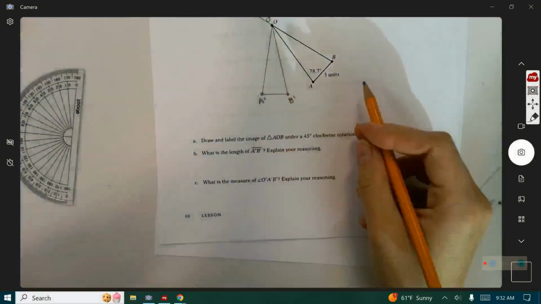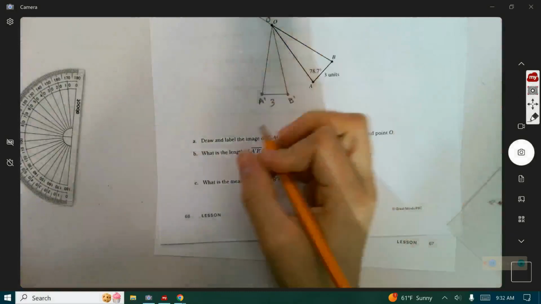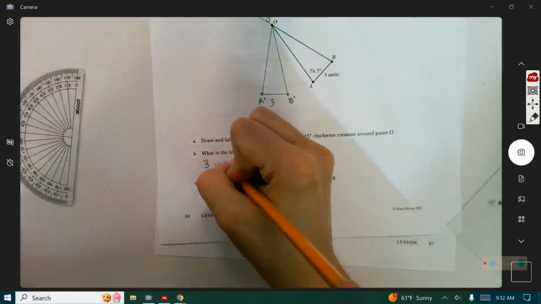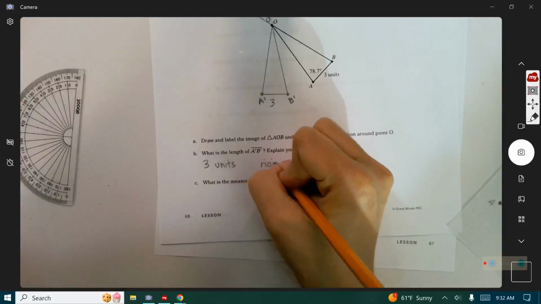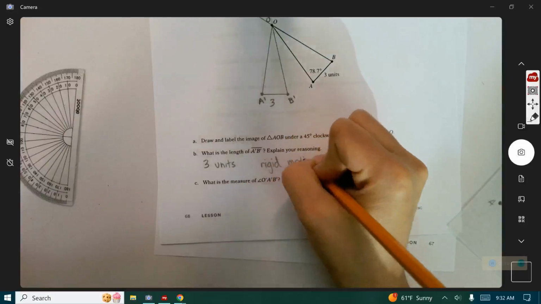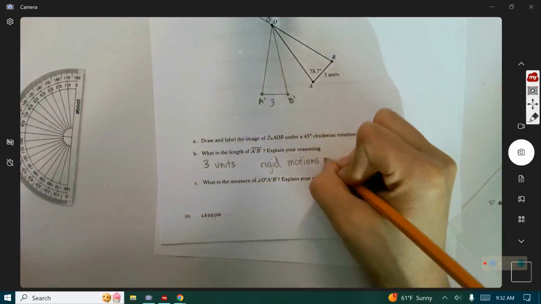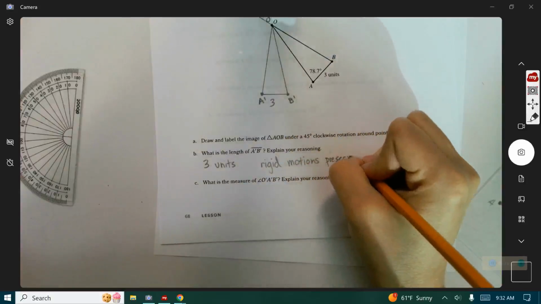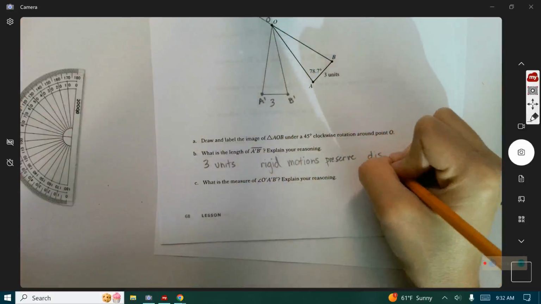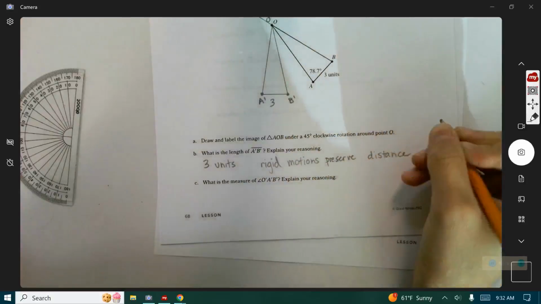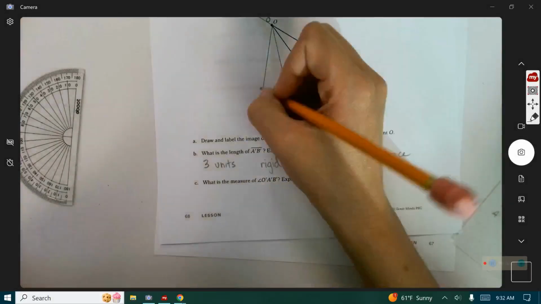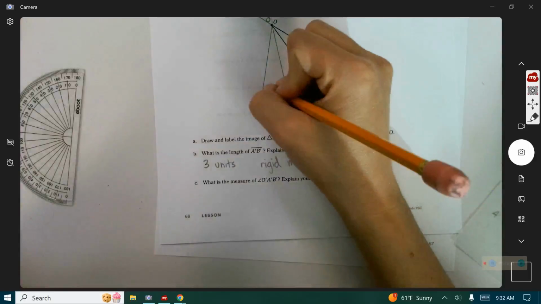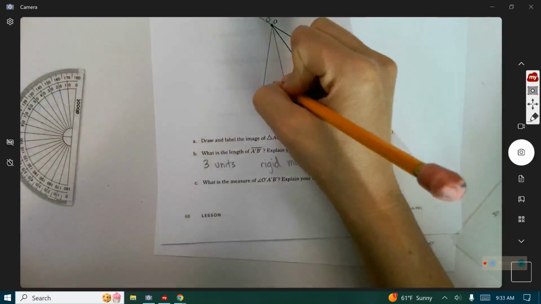What is the length of A prime B prime? It is also 3 units. And what is the measure of angle O prime A prime B prime? That is this angle here. It is 78.7.